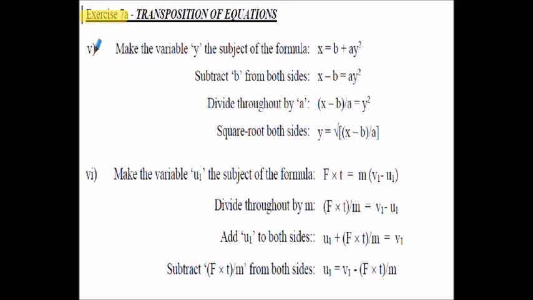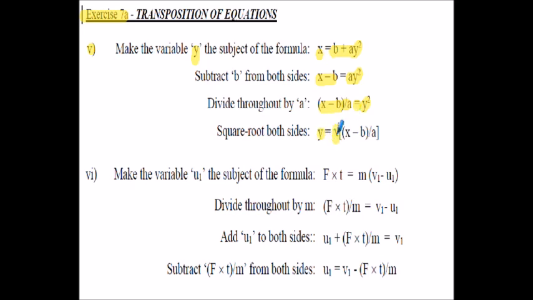Exercise 7a continued, part 5. We're asked to make y the subject of the equation x equals b plus a times y squared. The first thing I'm going to do is get rid of the b on the right hand side. So I'm going to take b from both sides of the equation. So x minus b is equal to ay squared. I need to now get rid of the a. The a is multiplying the y squared, so I'm going to divide both sides by the a. So x minus b in a bracket, you must have a bracket there, divided by a is equal to y squared. I want y though, not y squared, so we need to square root both sides.